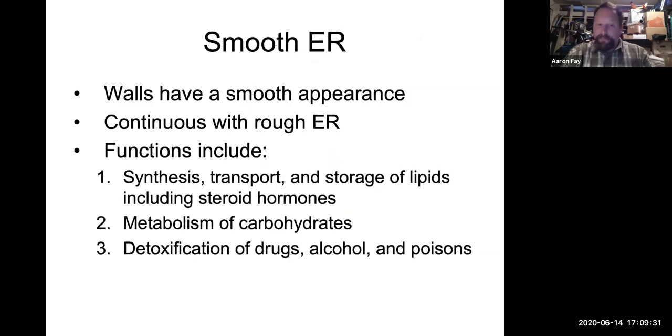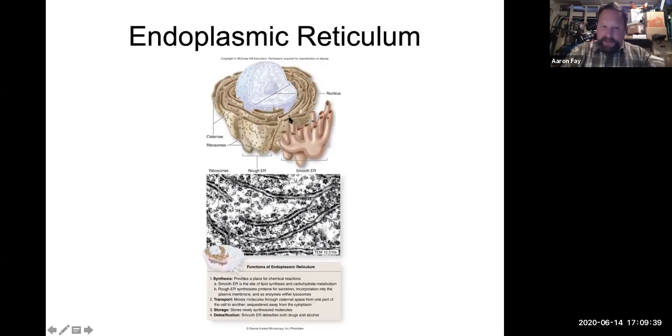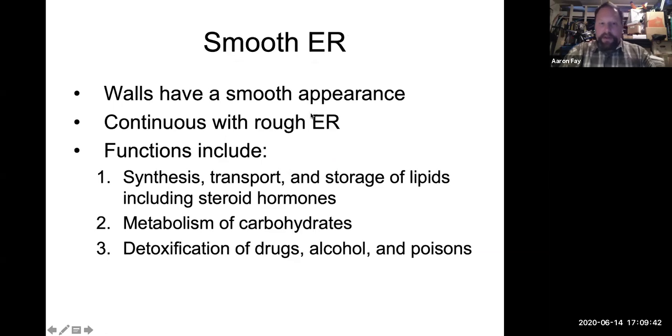Smooth ER, right? It is connected to the rough ER. It is also continuous, so there'll be some connections right here. The smooth ER really has a specialization in the synthesis, transportation, and modification of lipids, including things like hormones. It's also a really important place for the breakdown or metabolism of carbohydrates. So carbohydrates and lipids are the specialty of the smooth ER.